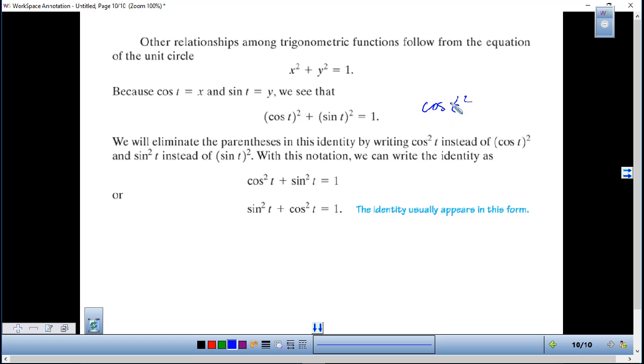Cosine of t squared. If we ignored the parentheses here, if you're writing this thing instead of this, you're not really sure if the t is squared and then you take the cosine, or if you were going to take the cosine of t and then square the whole thing, but you forgot the parentheses. So anytime you see this, remember all it really is this thing right here. You take the cosine of the t, find its value, and then multiply it by itself.